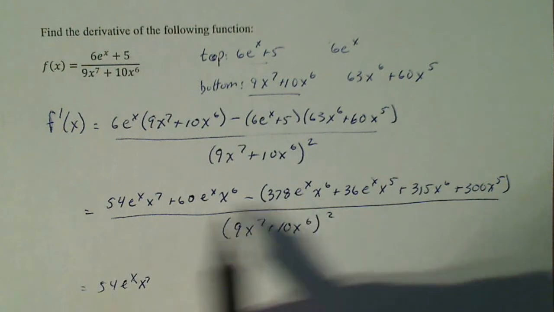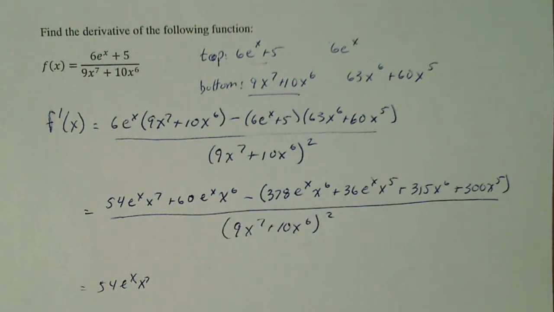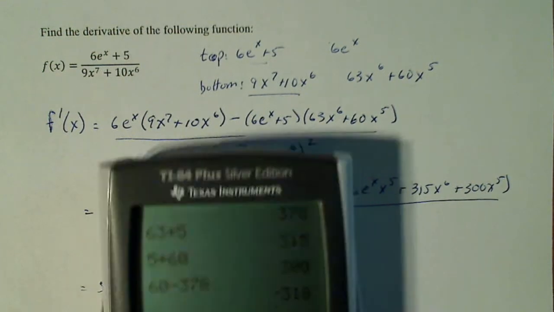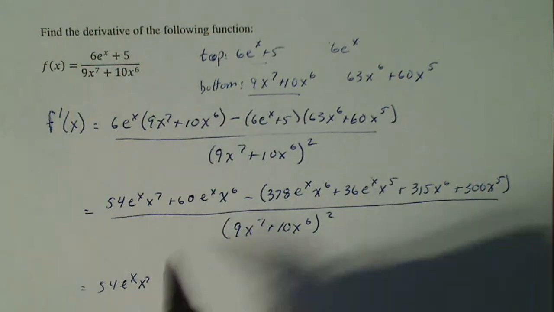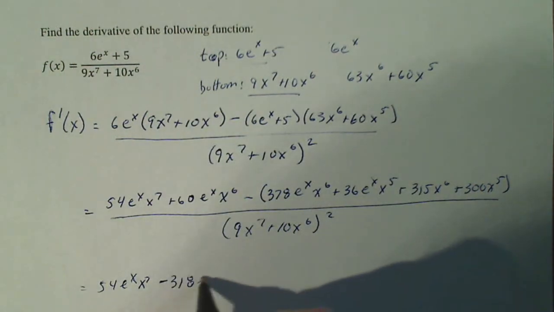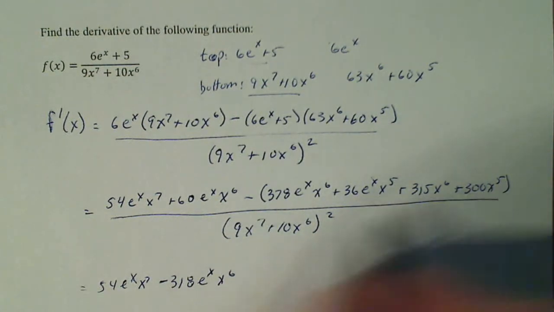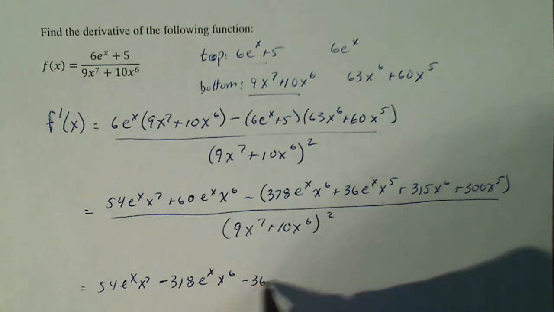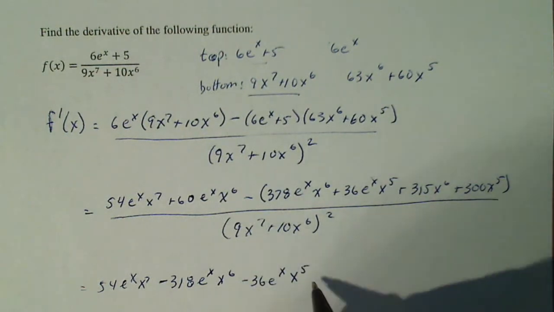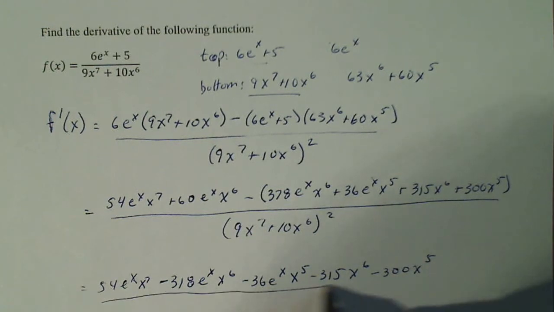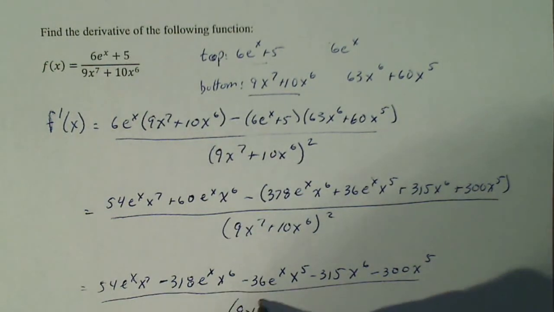There's one here. So 60 minus 378, minus 318 e to the x, x to the 6th. And it looks like everything else just comes along. Minus 36 e to the x, x to the 5th, minus 315 x to the 6th, minus 300 x to the 5th, all divided by 9x to the 7th plus 10x to the 6th squared.